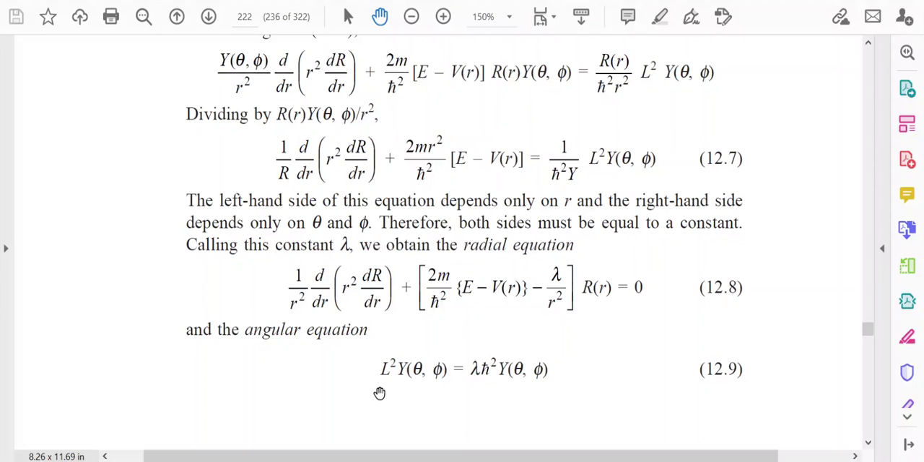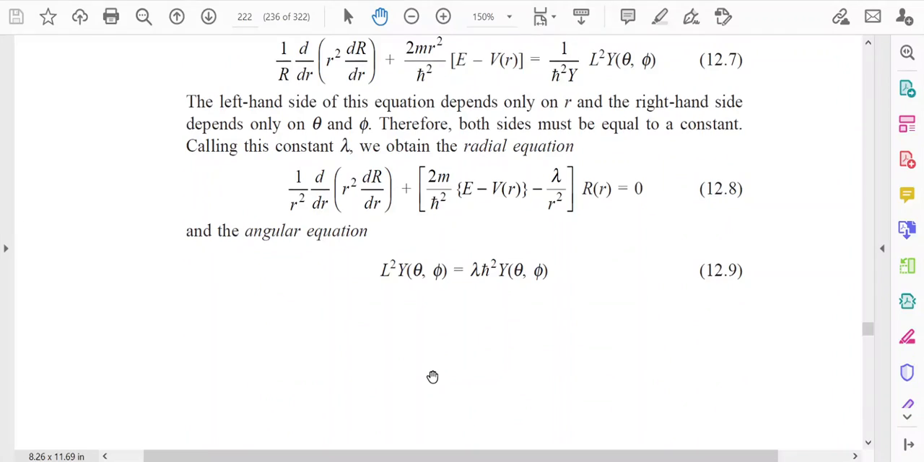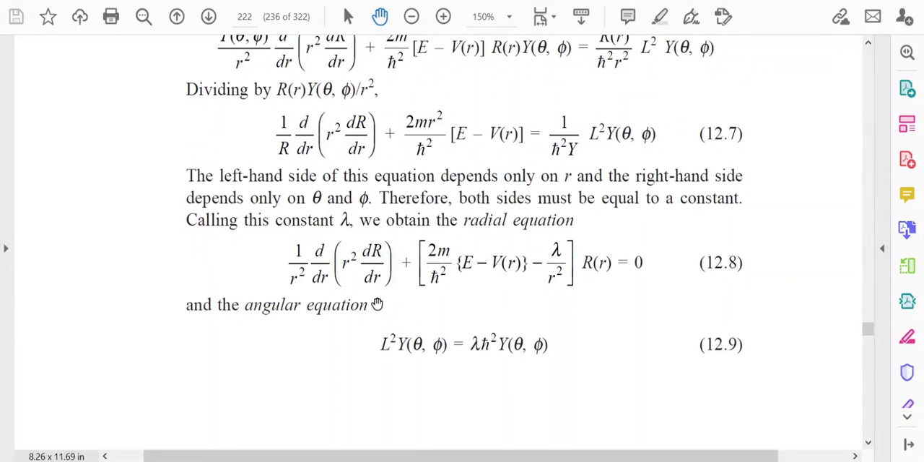Equation 12.9, you see very carefully equation 12.9. This equation is known as the angular equation because it contains the functions theta and phi. Y depends on theta and phi. And this other equation, as it contains the function small r, is known as the radial equation.